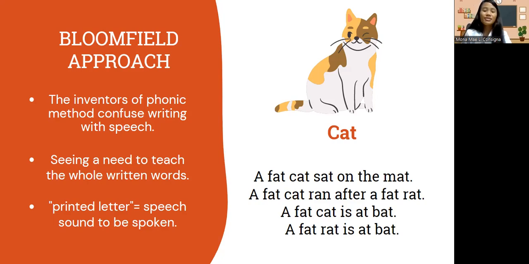Those are the three approaches to reading: the phonic approach, the linguistic approach, and the Bloomfield approach.